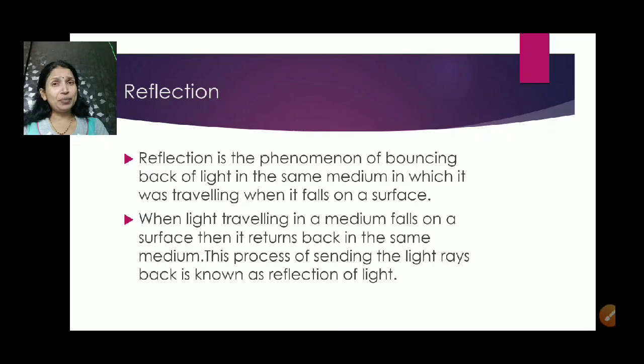So reflection is the phenomenon of bouncing back of light into the same medium in which it was traveling when it falls on a surface. The surface on which the light fell, in that same plane, if it bounces back, that is called reflection. Or when light traveling in a medium falls on a surface, then it returns back into the same medium. This process of sending the light rays back is known as reflection of light. That process, sending back the light, is called reflection of light. Now this concept of reflection is clear.